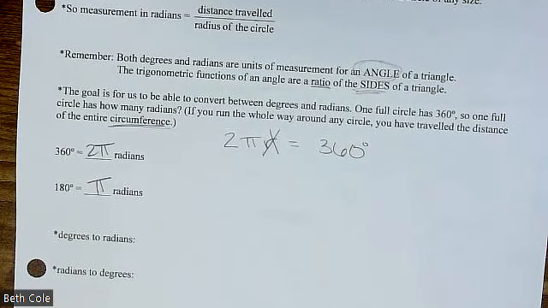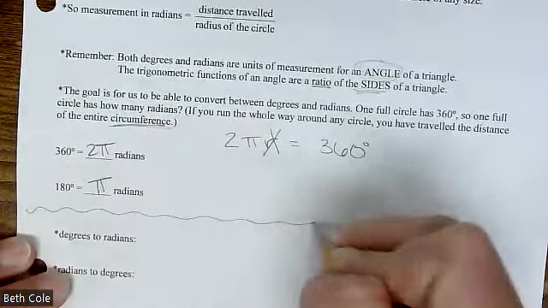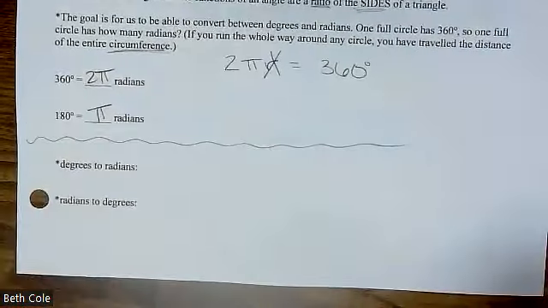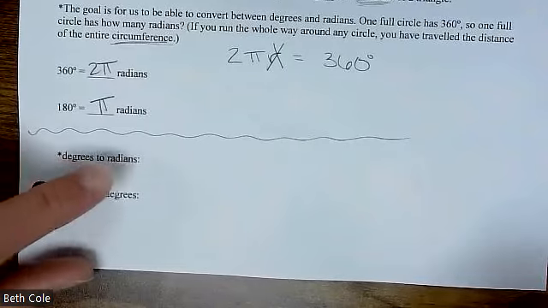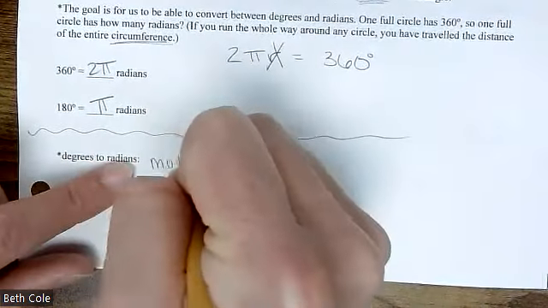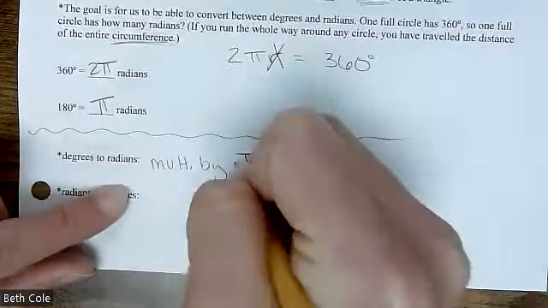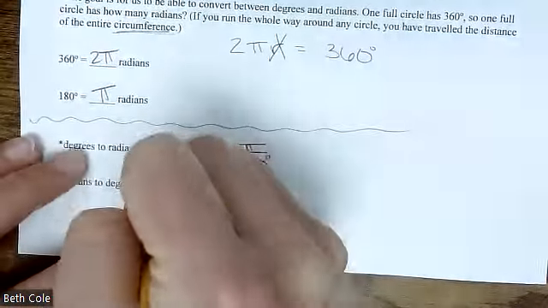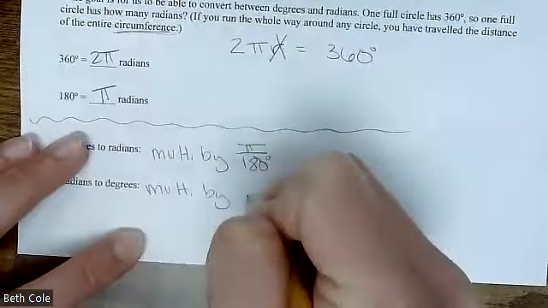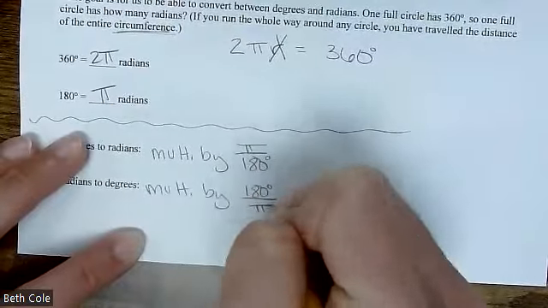All right. So the too long didn't read version. Hey, I listened to nothing Miss Cole just said. Here's what you need to do. To turn degrees into radians, you're going to multiply by pi over 180. To turn radians into degrees, you're going to multiply by 180 over pi.